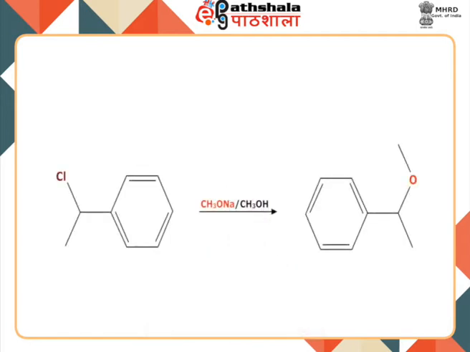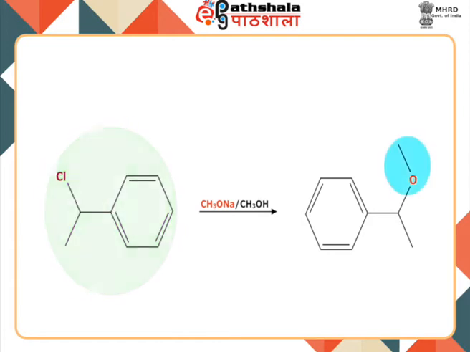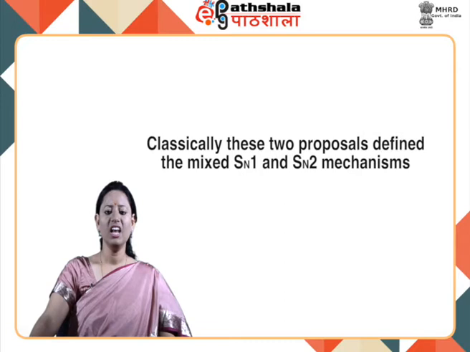An example of mixed SN1 and SN2 mechanisms is shown here. This benzyl substituted chloride reacts with sodium methoxide in the presence of methanol to form this methyl ether. Classically, these two proposals defined the mixed SN1 and SN2 mechanisms. First, neither a pure SN1 nor a pure SN2 mechanism operates, but some in-between mechanism is operative, leading to both inversion and racemization of products.